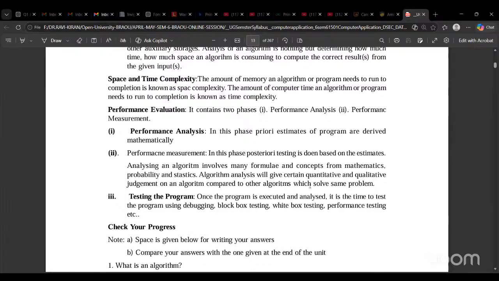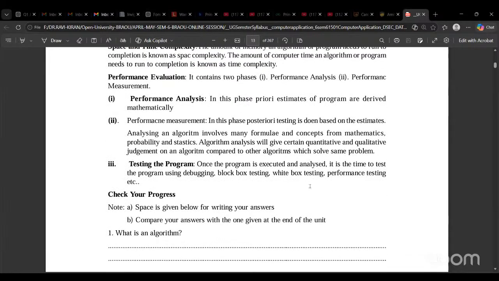Okay. Now, testing the program. Once the program is executed and analyzed, it is time to test the program using debugging, black box testing, white box testing, performance testing, etc.